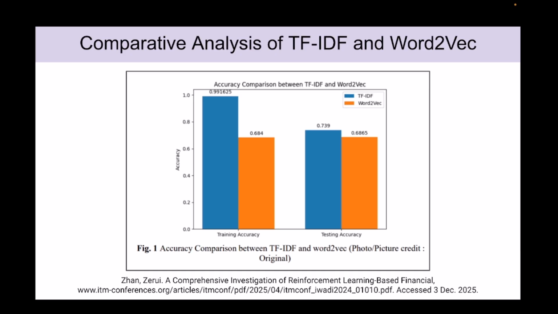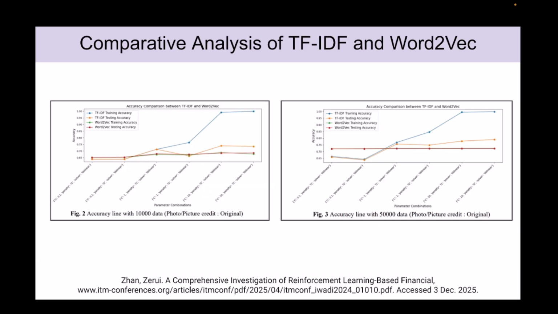Now, one thing that we can notice within this bar graph is that the training accuracy for TF-IDF is high due to overfitting, leading to 73.9% test accuracy. However, Word2Vec has a balanced accuracy on both sides, with 68.6%, showcasing its generalizability. We can see this even more when looking at the graph with different dataset sizes. With the 10K, we can see that it stays around the 65. With the 50K, we can see that it stays around the 72%.